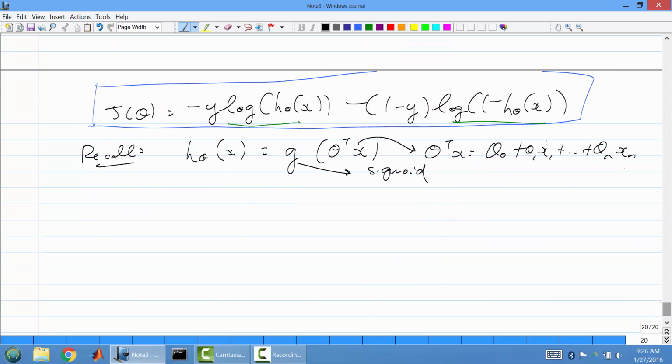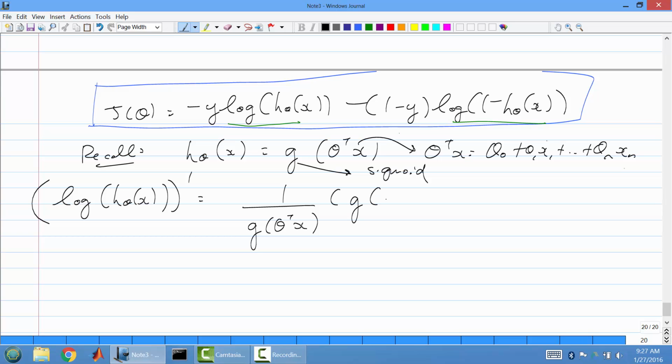So what I need to do now is find the derivative of this. It's the derivative of the first term plus the derivative of the second term. Let me do both of them separately and we'll combine it all together. First, the derivative of this guy. It was basically 1 over g, I'm just going to replace this with g. Then I multiply this by the derivative of this guy, which is g times 1 minus g.